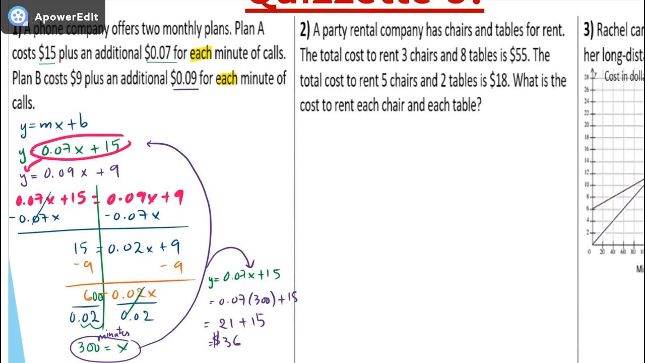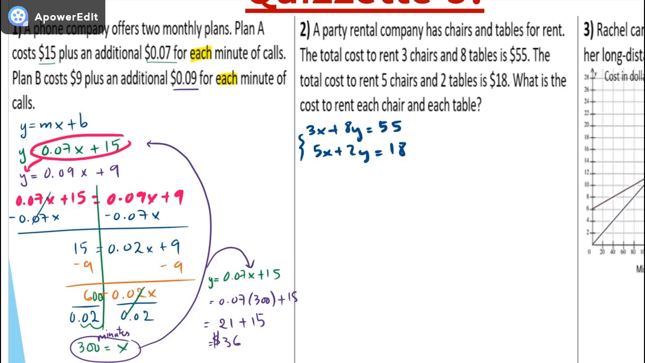Problem 2, a party rental company has chairs and tables for rent. The total cost to rent 3 chairs and 8 tables is $55, and the total cost to rent 5 chairs and 2 tables is $18. What is the cost to rent each chair and each table? Alright, so we have 3 chairs, 3x plus 8y equal to 55. Second equation is 5x plus 2y equal to 18.